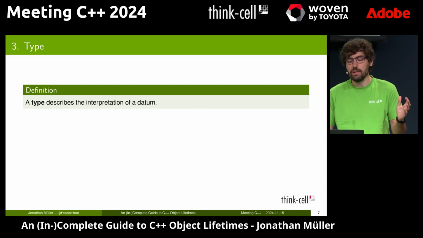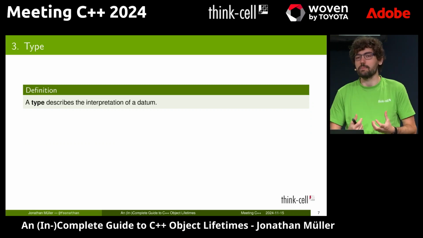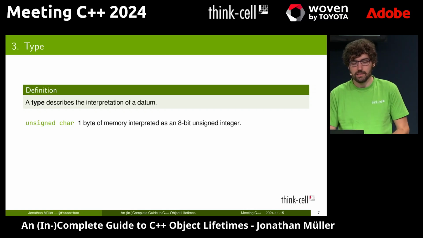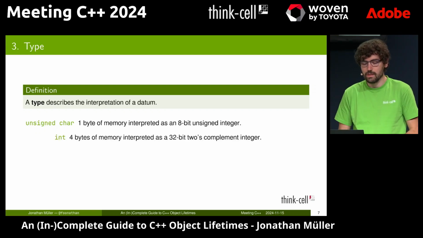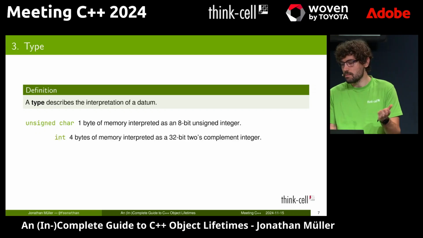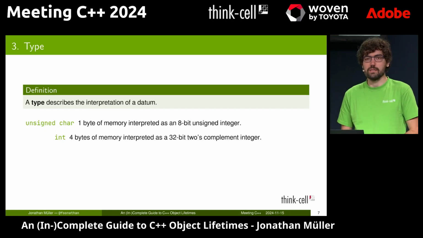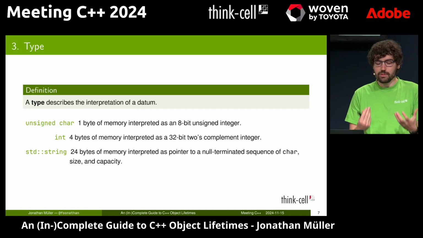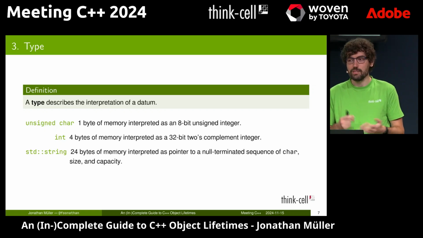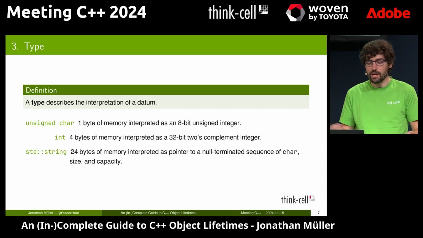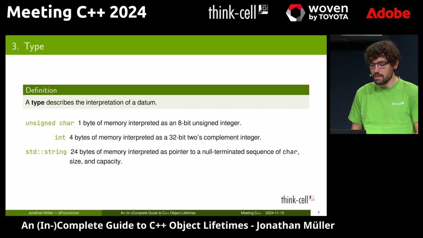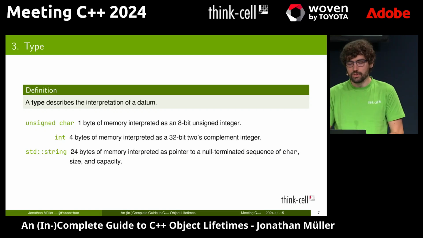And now a type. Well, a type is simply the thing that describes how a datum is interpreted. So for example, we have the type unsigned char, and the type unsigned char says we take 1 byte of memory, and we interpret it as an 8-bit unsigned integer. In the type int, we take 4 bytes on most platforms of memory and interpret it as a 32-bit 2's complement integer. Types can be more complex, so in the type std::string, we take 24 bytes of memory, and we interpret it as a pointer to a null-terminated sequence of char. Then we've got some bytes that make up a size, and then we've got some bytes that make up a capacity. Right? But the type simply describes how a datum is interpreted.